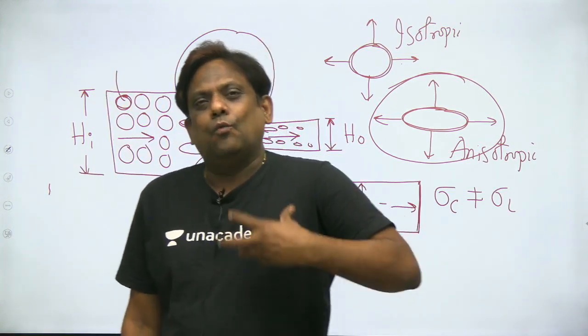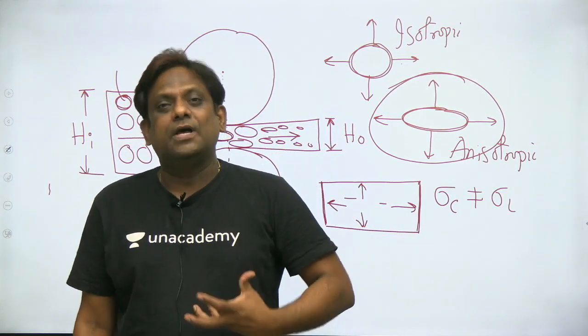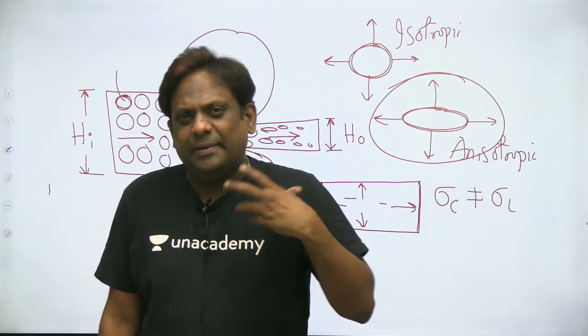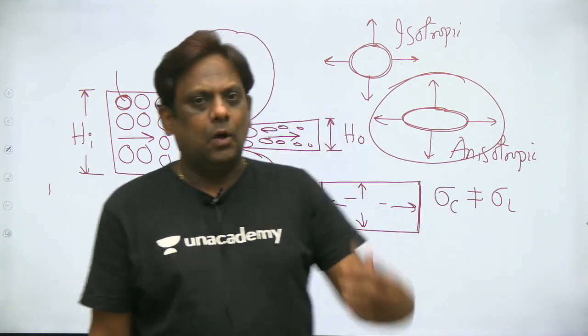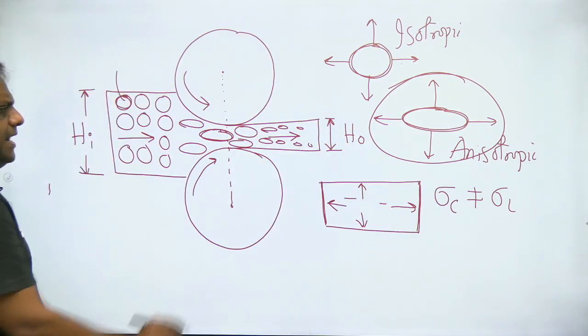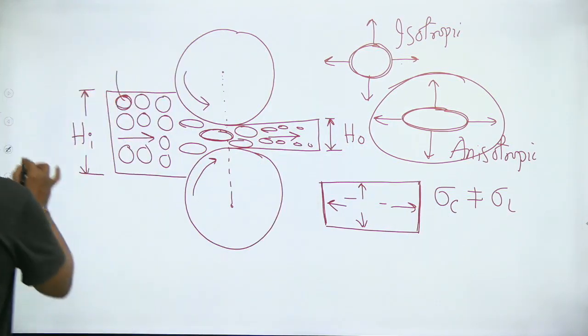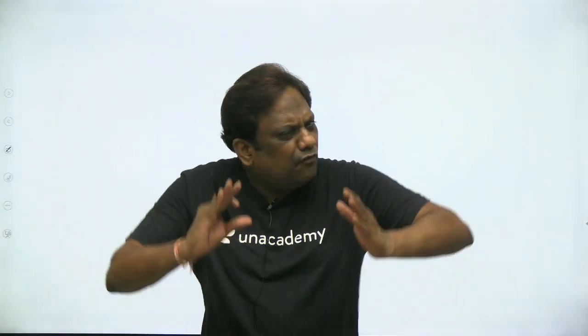Don't worry, I'll show you what the different components produced are and what materials we use for rolls. All these we'll be discussing in great detail. So anisotropy can be obtained, there is no issue at all. Chalo. Now, before we start the analysis of rolling, let's see what the different components are that can be obtained.